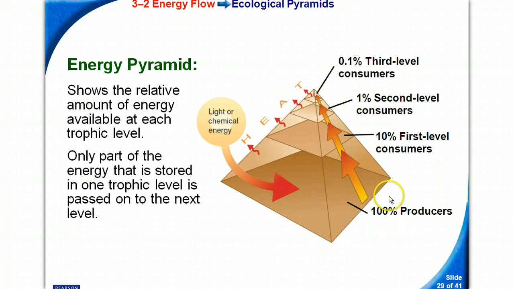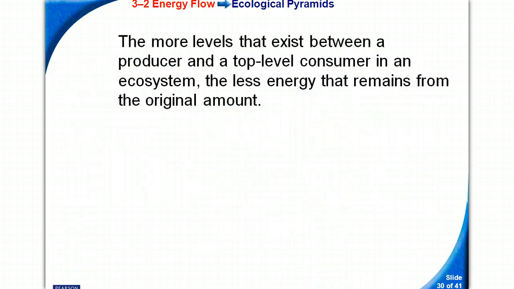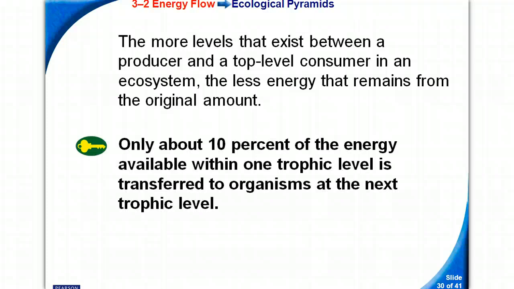So 100 divided by 10 gives us 10. We divide this level by 10, gives us 1. Divide this level right here, number 1 by 10, gives us 0.1. All right, so that's how the percentages work in this pyramid. The more levels that exist between a producer and a top level consumer in an ecosystem, the less energy that remains from the original amount. Only about 10% of the energy available within one trophic level is transferred to organisms at the next level.